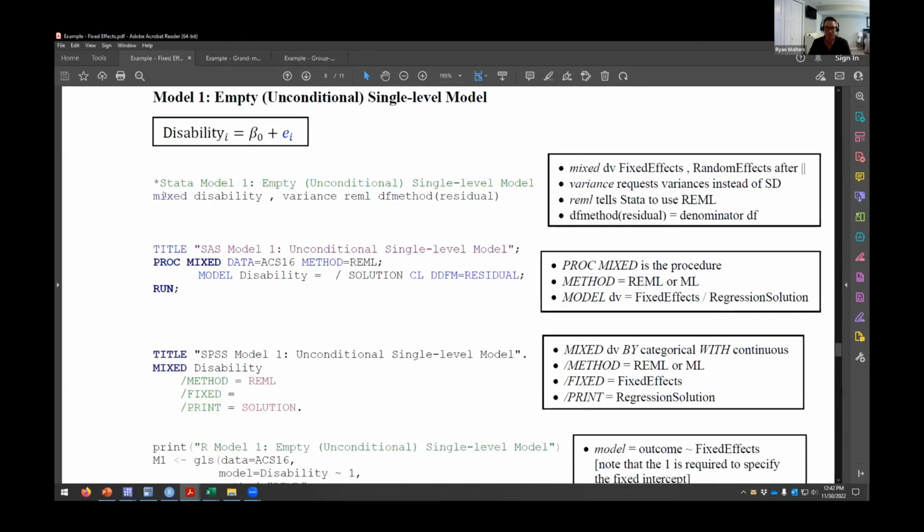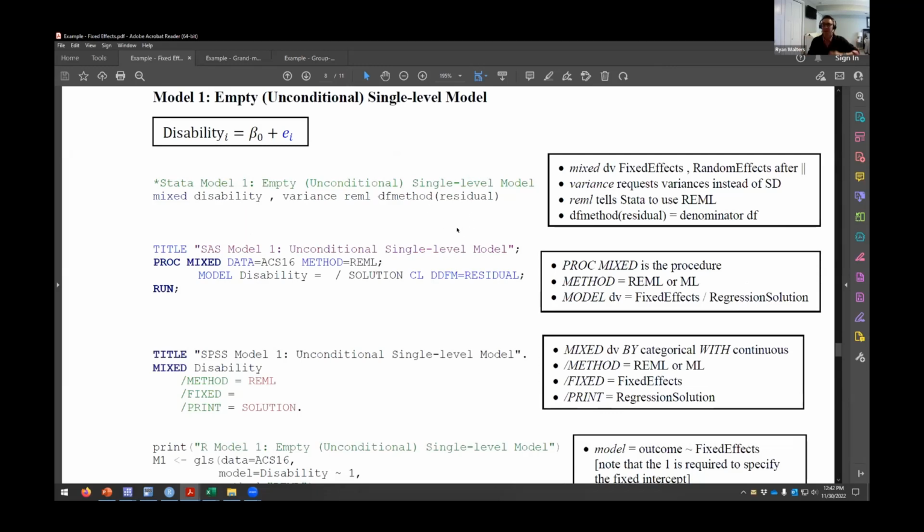In Stata, we're going to use the mixed procedure, mixed followed by our outcome disability. And then we have a comma defining which options we want to include. Variance, request the variances instead of the standard deviation. We're going to be estimating in residual or restricted maximum likelihood throughout all of this. We're going to come back to that. And then our degrees of freedom method is residual.